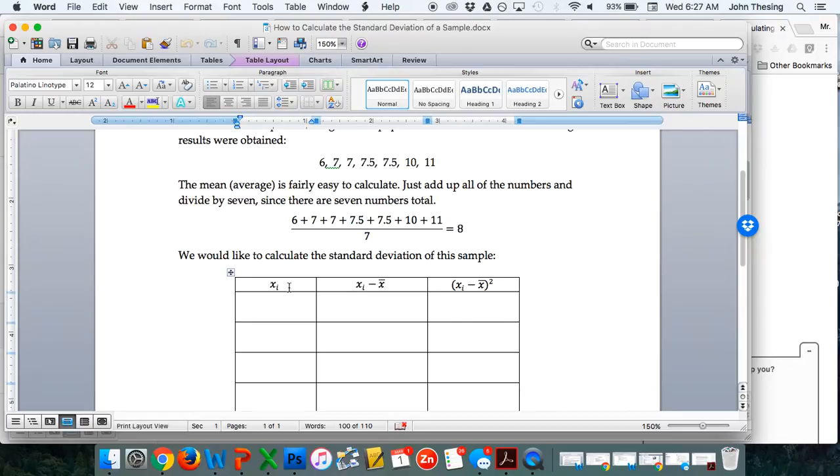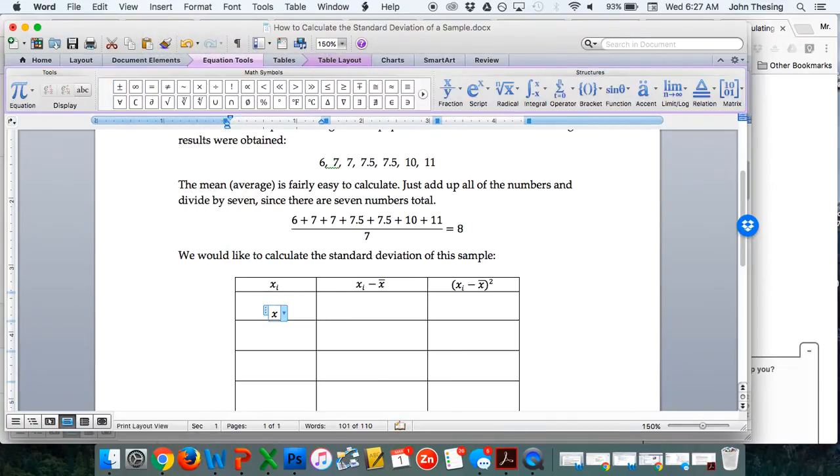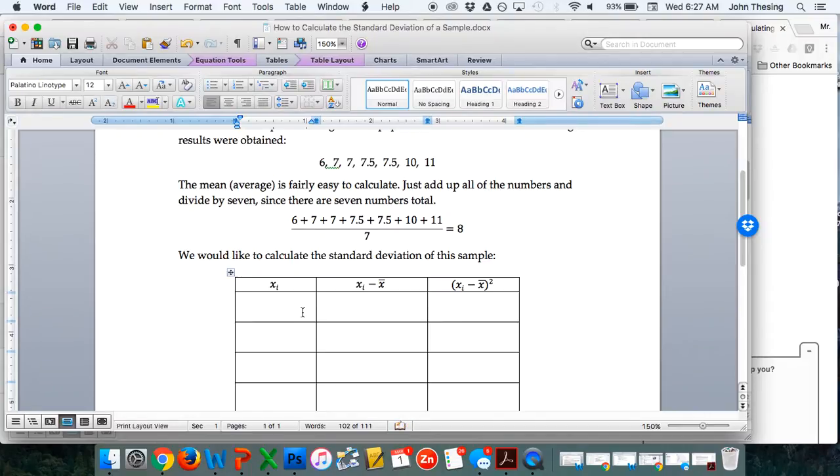Now, these are the X sub i's. If I wanted to talk about X sub 1 here, X sub 1 is the first data point. It is the first X. X sub 2 would be the second data point. X sub 3 would be the third data point, and so on and so forth. We put X sub i because we generalize. So the first data point that you're going to be interested in is 6.